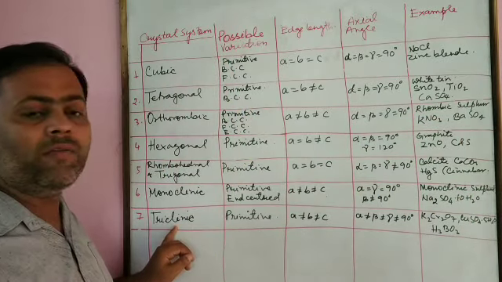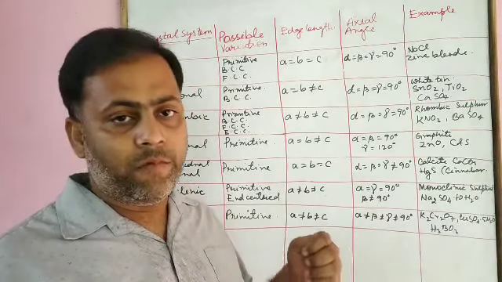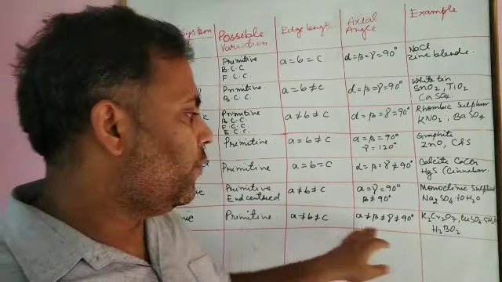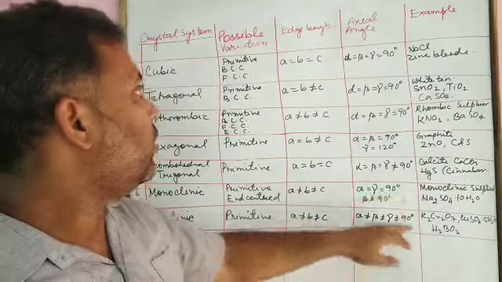The next one, triclinic, we have discussed, where all the angles are not equal to 90 degree and all sides are not equal. See here, we have the examples copper sulfate, potassium dichromate, and boric acid. Clear?